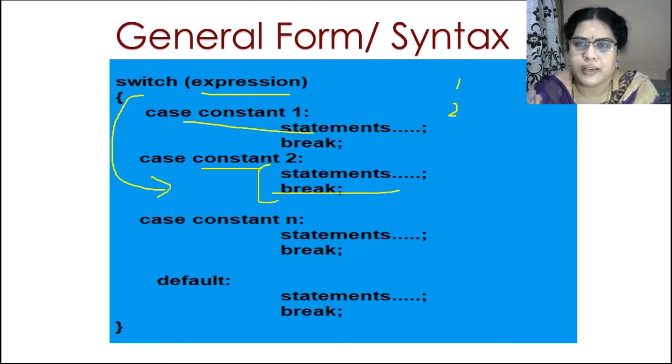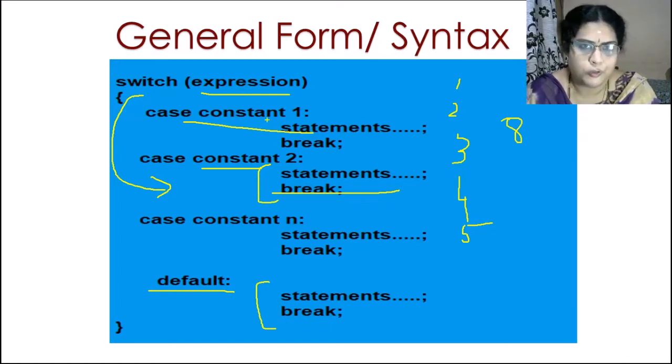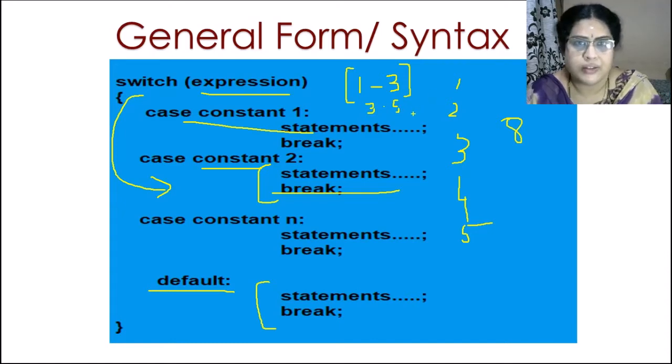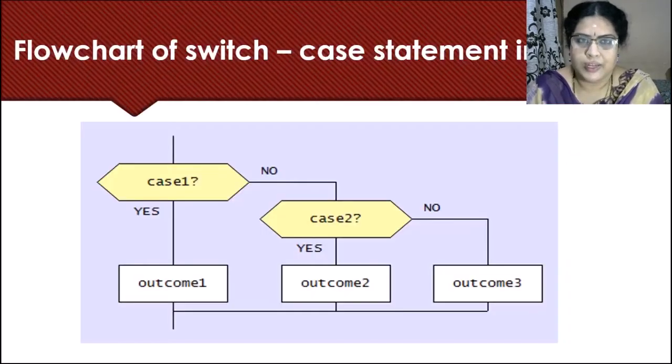Now let us say that there are 5 cases here and the user is going to enter the 8th case. 8 is not present in the cases, so the default will be executed and this block of statements will be executed. One thing you need to remember is the constant cannot be a double or a float, and it cannot have a range. Range means you cannot have a constant like 1 to 3, or a number like 3.5, 4.8, that is a double or float. Hope you understood this.